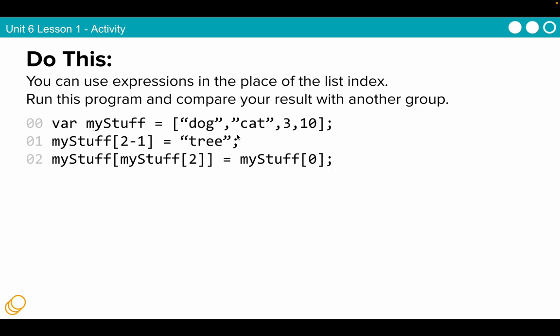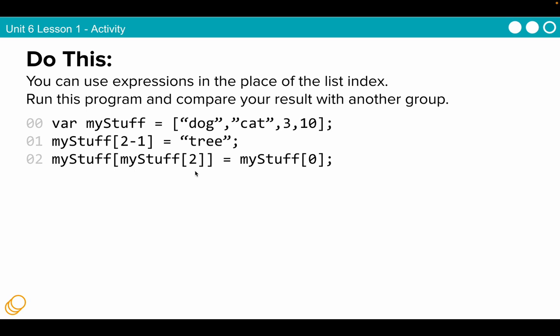Okay, so we're starting with this list: dog, cat, 3, 10. Index values are 0, 1, 2, 3. Now here, we're saying index 2 minus, what is 2 minus 1? It is 1. So we're actually saying my stuff index 1. We're replacing the value in index 1 with the value tree. So we should have dog, tree, 3, 10.